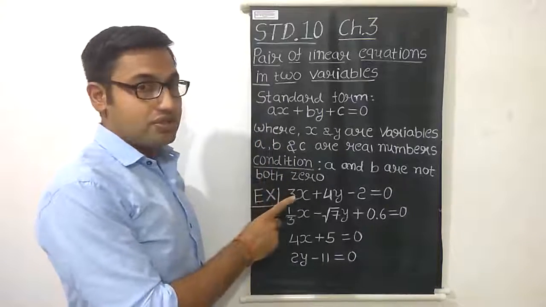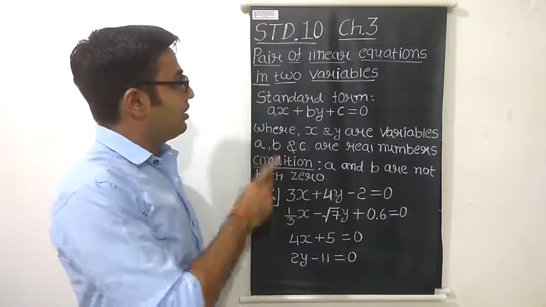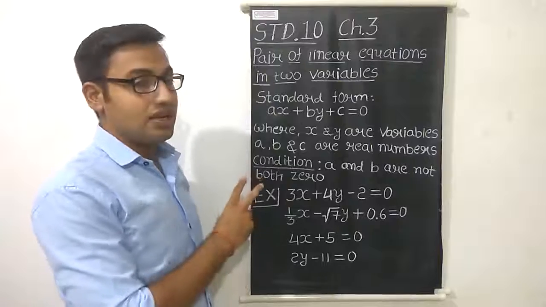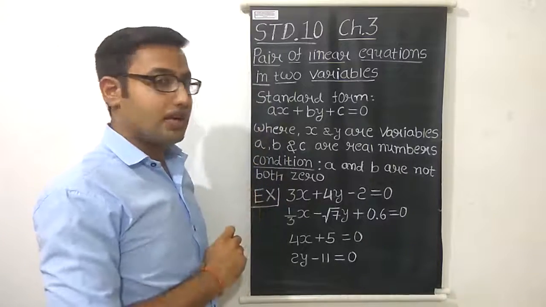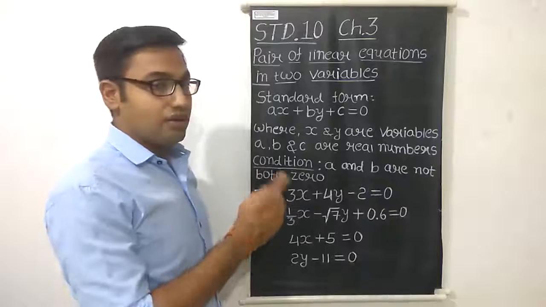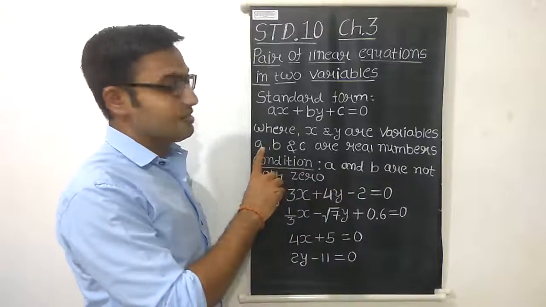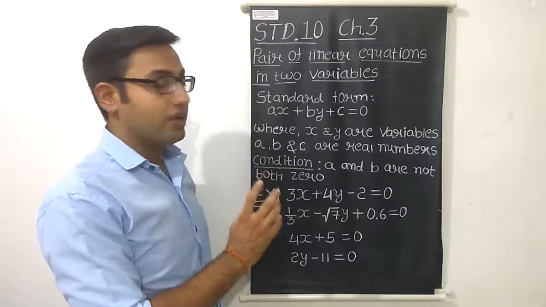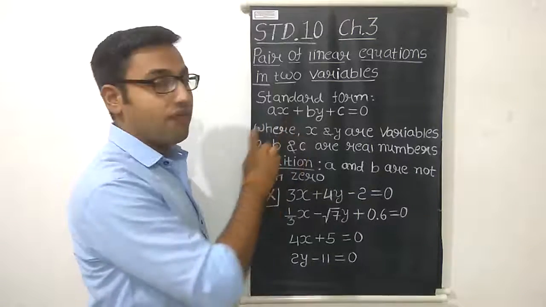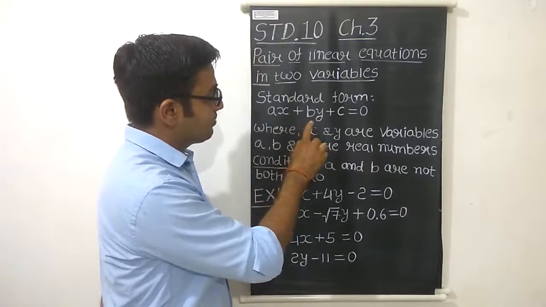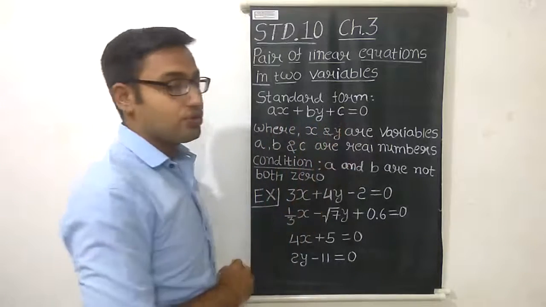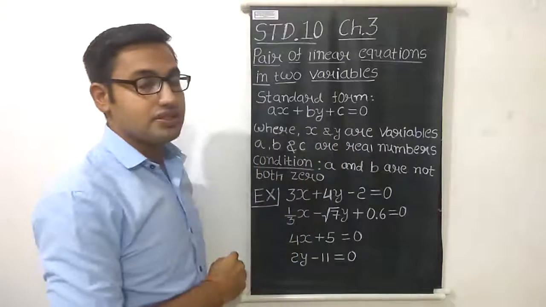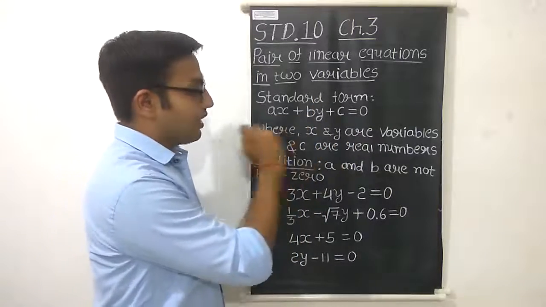So there are equations with two variables, but here there is a pair of equations. That means we have to study two equations here, right? So first of all we will revise the standard form of a linear equation in two variables, right? This is the standard form: ax plus by plus c is equal to 0, where x and y are variables, right? X and y are the variables.